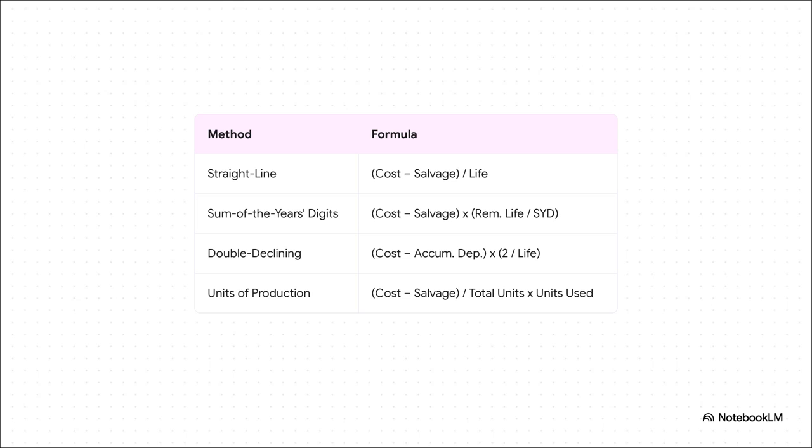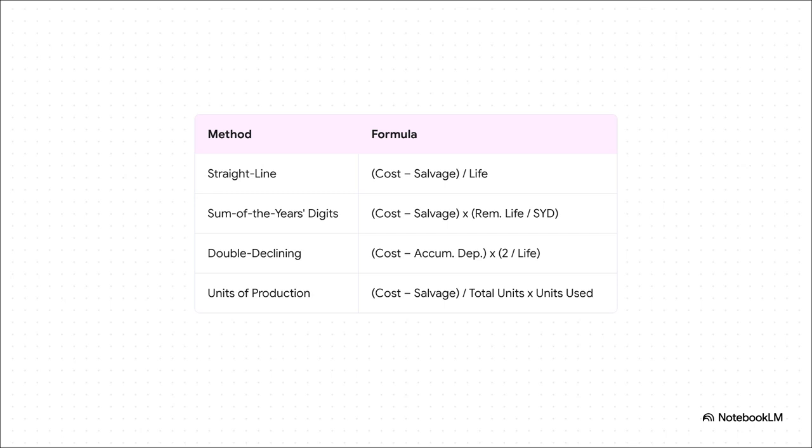Straight line and units of production are pretty straightforward. For sum of the years' digits, just remember to calculate the SYD denominator first. For a 5-year life, it's 5 plus 4 plus 3 plus 2 plus 1. And the big trap for double declining? Remember you use the book value, cost minus accumulated depreciation, and you initially ignore the salvage value in that part of the calculation. Seriously, screenshot this, tattoo it on your brain.